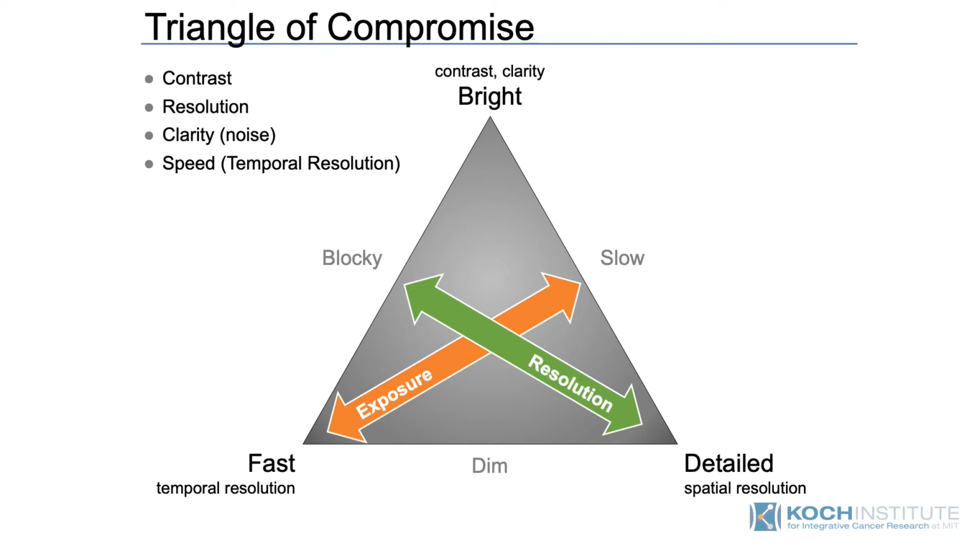Also, you can balance between these things by expense. So bigger sensors and bigger lenses can collect more light, but that ends up being more expensive. So the camera equipment that you use can dictate how far along this triangle of compromise you can go.